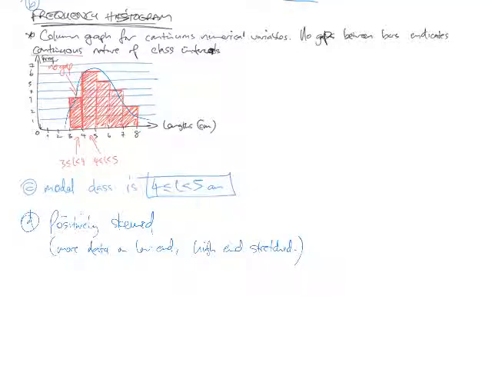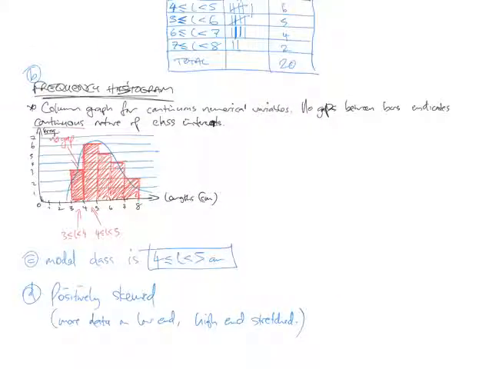Alright, so that's answers to, it's pretty much the example 6 from your book, but I just wanted to do it from scratch here and add a few elements explaining what a frequency histogram is.